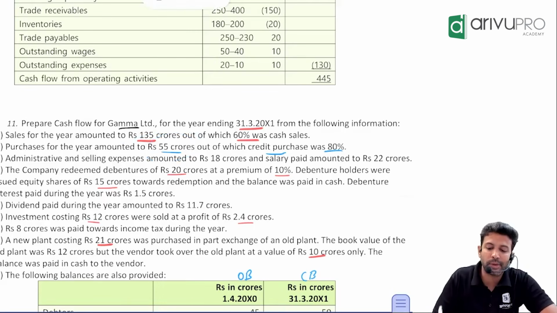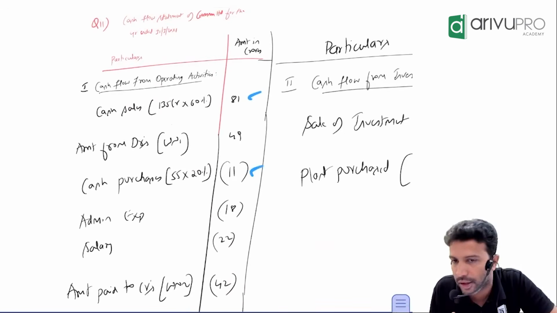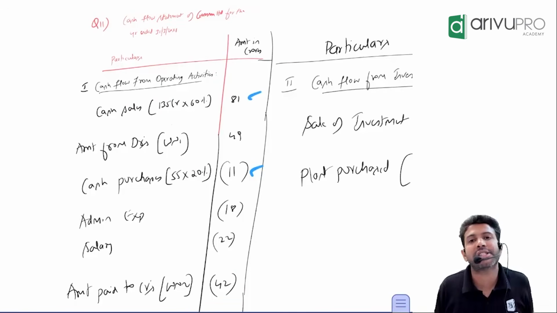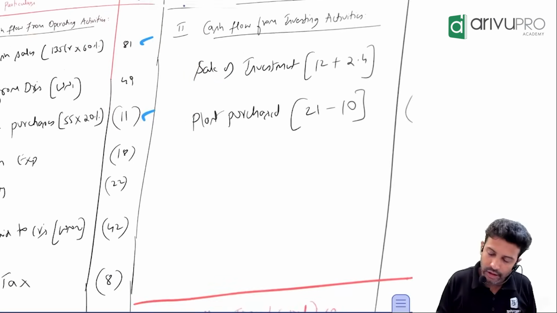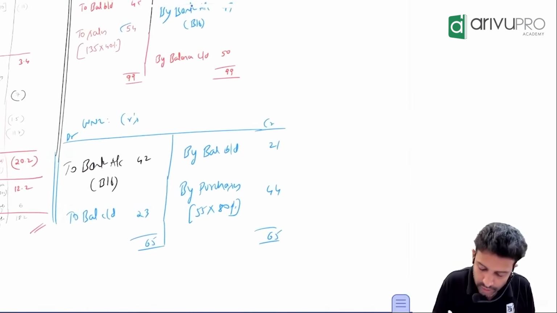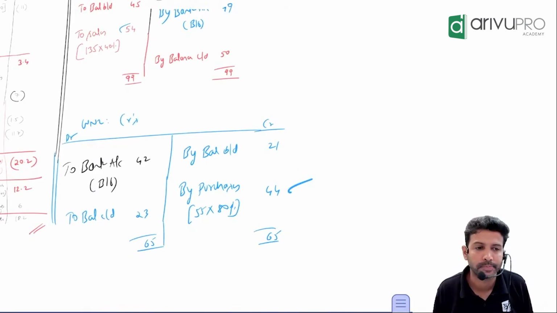So cash purchase, where will it come? In operating cash flow, cash purchase 11 crore. Credit purchase, what is the journal entry? Purchase account debit to creditor. So in your creditor ledger, you will post it as what? By purchases. 55 ka 80%, which is 44.